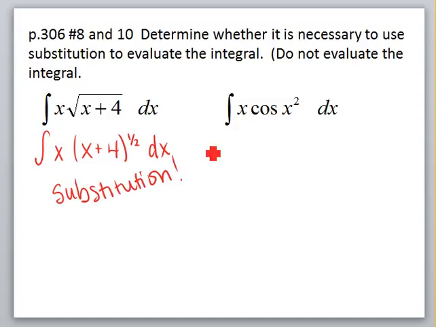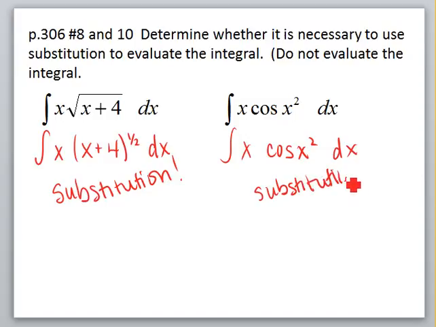There's no way to simplify this. On this one, again, we could integrate the cosine of x squared, but we could not integrate what we have here because we have two x's being multiplied together and there's no way to simplify this. So this would also require substitution. Now we will do examples like each one of these so that you can see how substitution will be used.